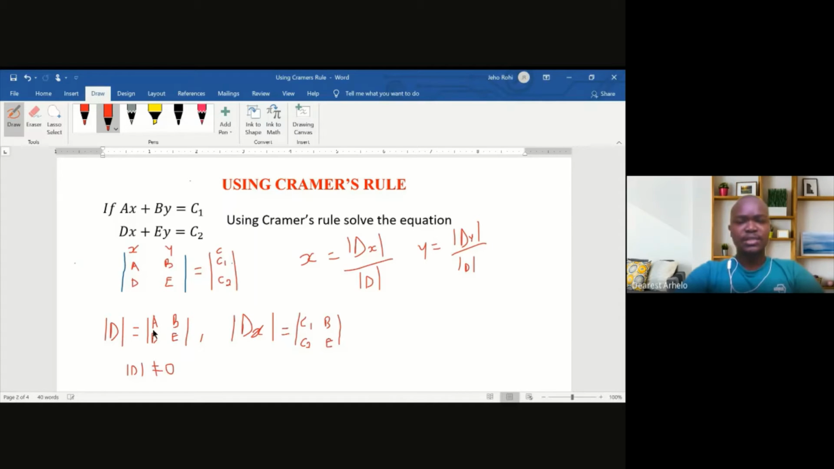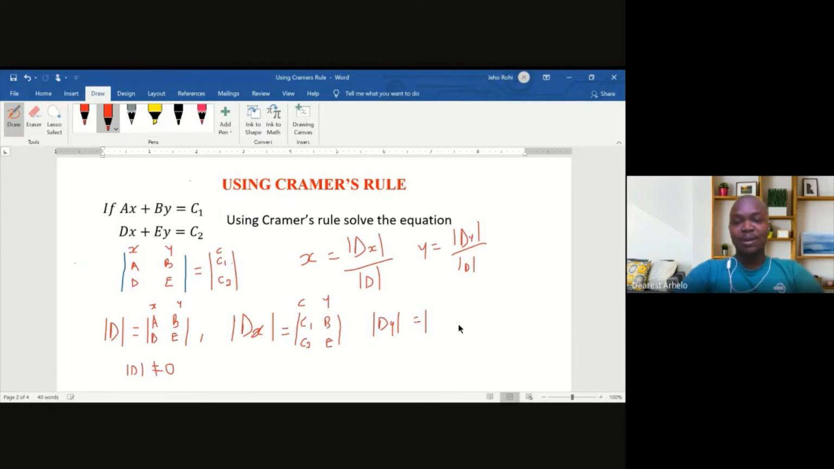So as you can see, to get my d determinant, I use x and y. We ignore the constant column. To get my dx, I ignore the x column and replace the x with the constants, and the y remains. That's it. Now, the same procedure goes for dy. To get my determinant of dy, I hope you can guess that now.